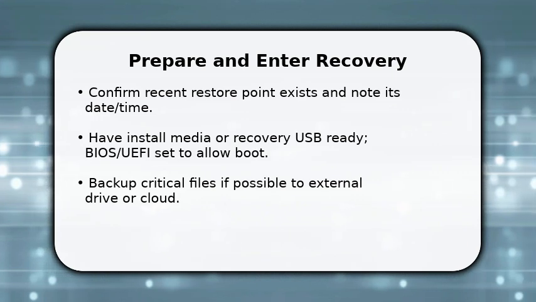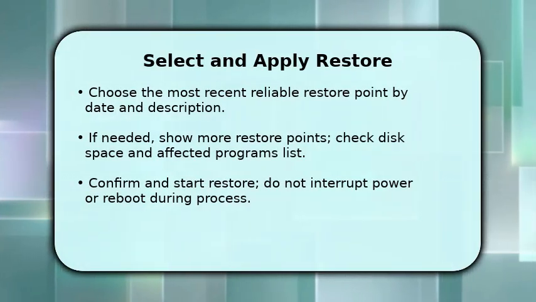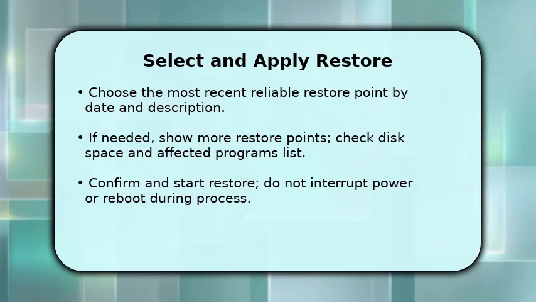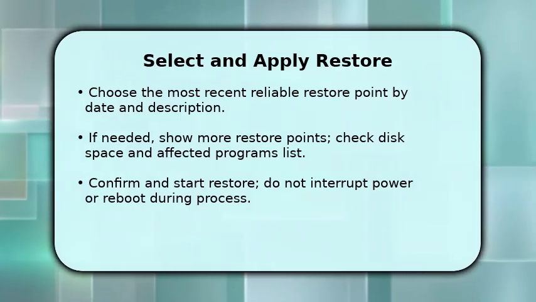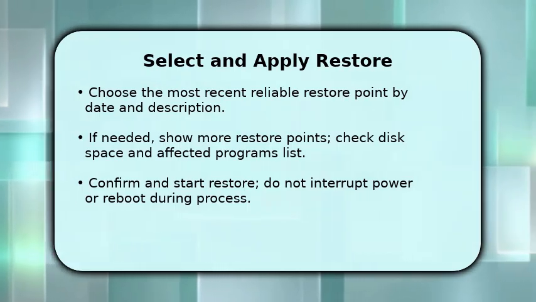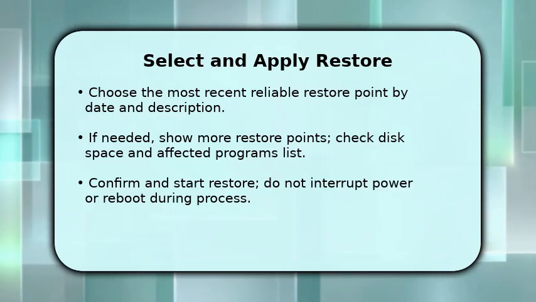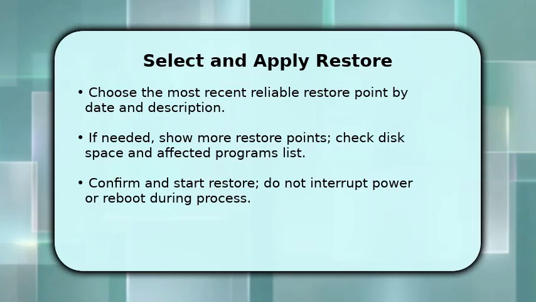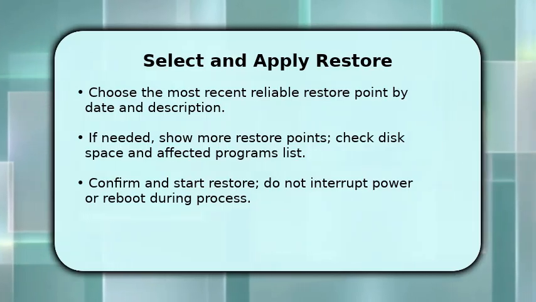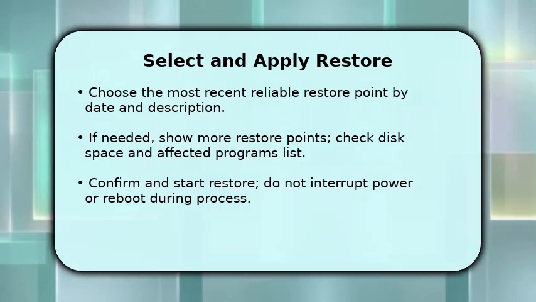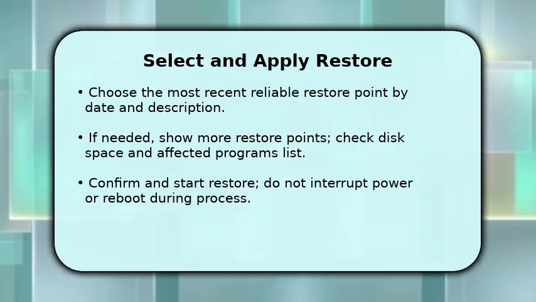You now pick the actual restore point and run the procedure. Read the description and select the latest point taken before the problem. Click Scan for affected programs to understand changes. Once you confirm, click Next and Finish to start the restore. This initiates file and registry rollback from the chosen snapshot. Make sure to keep the machine powered and avoid interrupting the operation. The environment applies changes offline, so the OS state is consistent when it restarts.